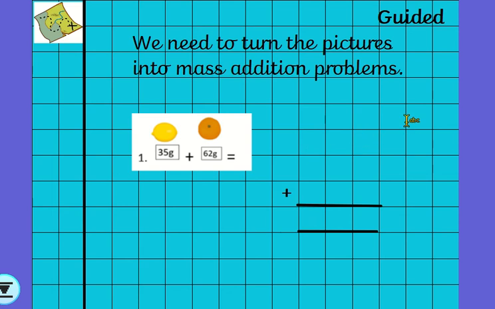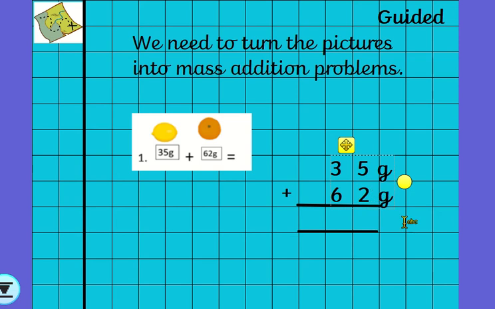We can do it all together. If you want to pause your video, have a go at doing bronze on your own, at home, pause it and then I will show you. Okay, welcome back. So if you've done this one, you should have done 35 grams, add 62 grams. There we go. Let's just space our numbers out so they are 1 per square.